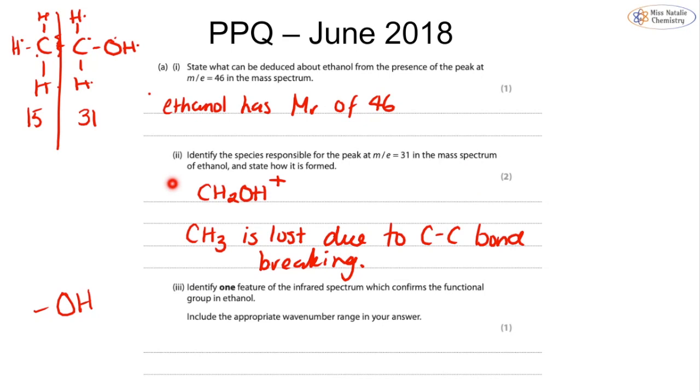So we want to make sure that we're including the appropriate wave numbers, so it's going to be our OH group. And that gives us wave numbers between 3750 to 3200 centimetres to the -1.